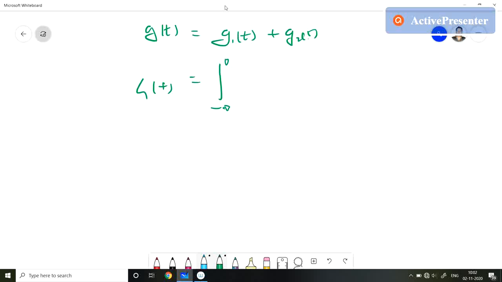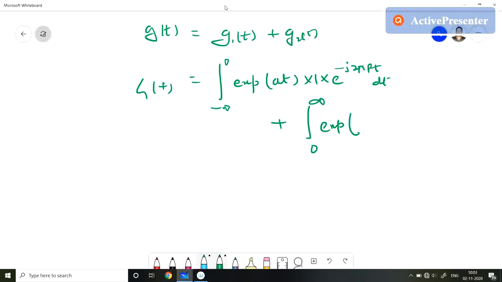So from minus infinity to 0, we can write this g(t) as exponential at into e raised to the power minus j 2 pi f t dt, plus from 0 to infinity exponential minus at into e raised to the power minus j 2 pi f t dt. So this is G(f). This is the linear combination of these two signals, so that property is simply the linearity property.